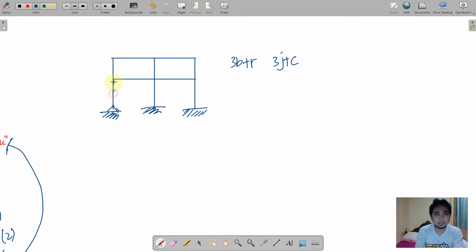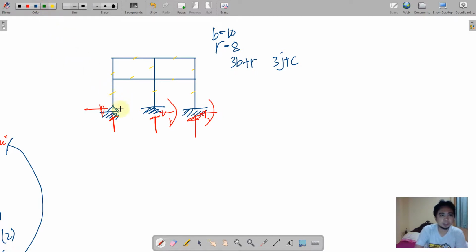So how many bars do we have here? 1, 2, 3, 4, 5, 6, 7, 8, 9, 10. So there are 10 bar members. So B here is equal to 10. The reactions: we have 3 here for the fixed, another 3 for the fixed, and 2 here for the hinge. So 3 plus 3 is 6, plus 2 is 8. So we have here R equal to 8. And then how many joints? 1, 2, 3, 4, 5, 6, 7, 8, 9. So there are 9 joints.